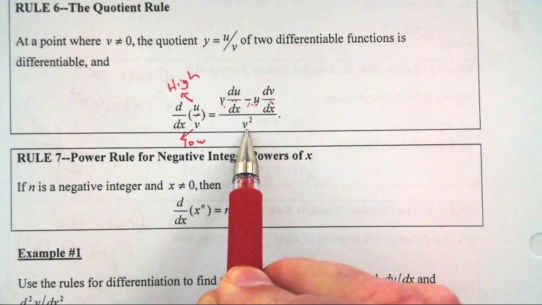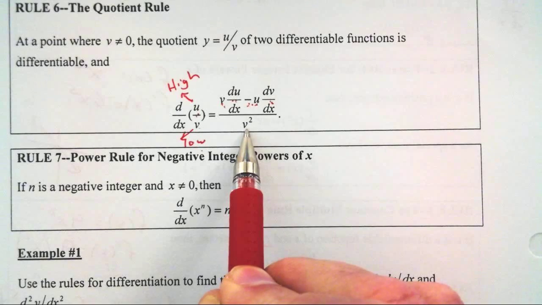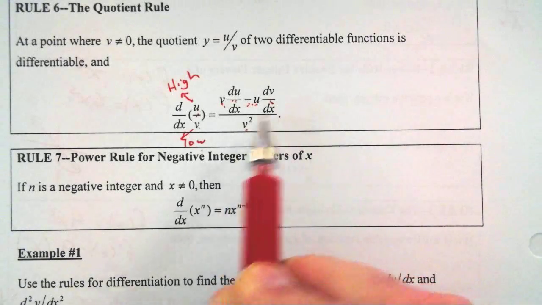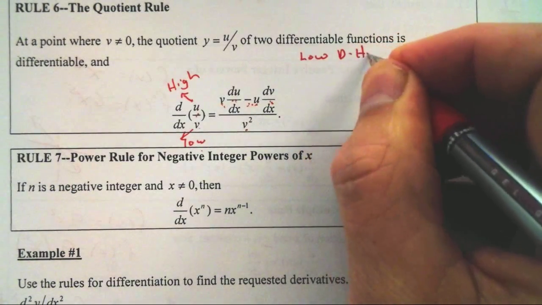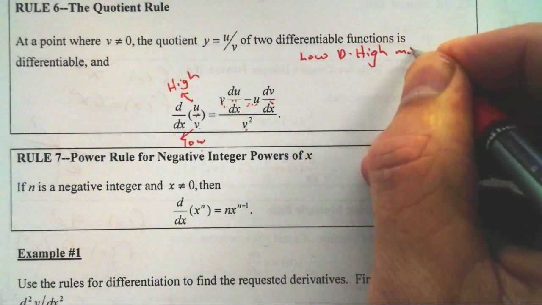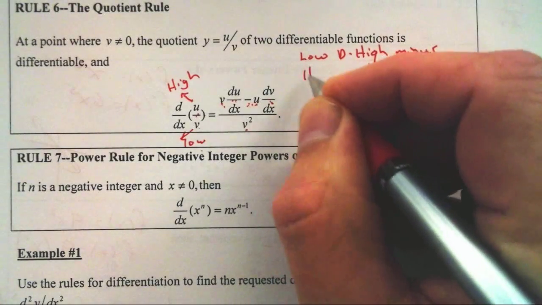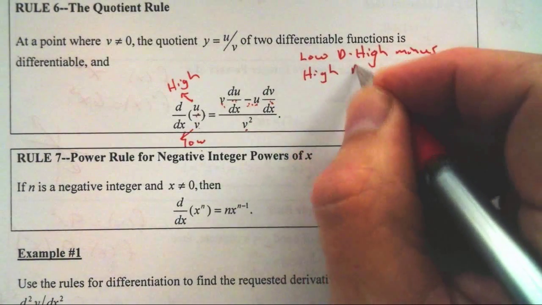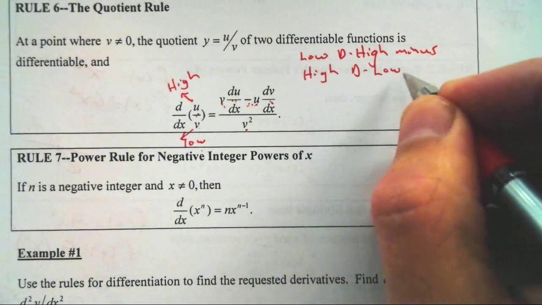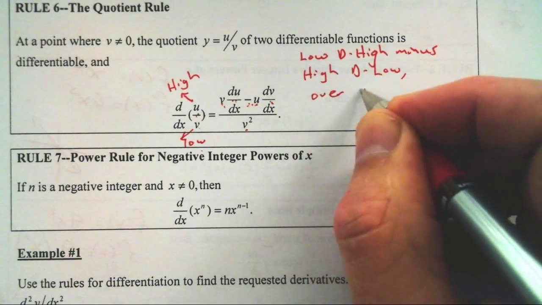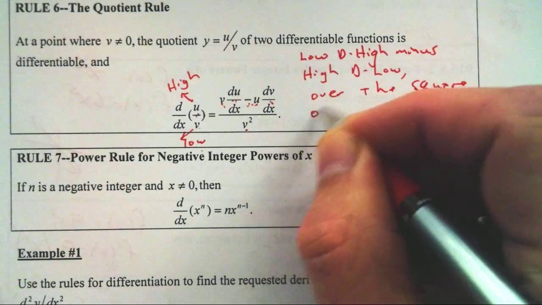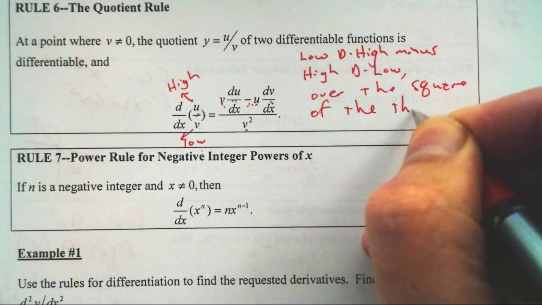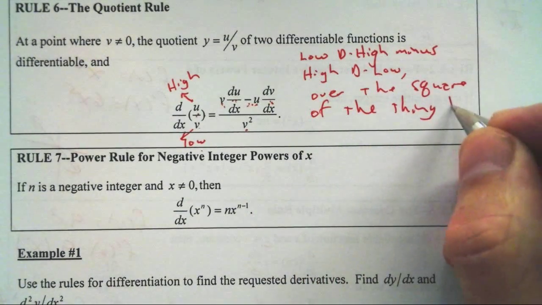You might want to write that down. Every time I do a quotient rule, I say it in my head. So low d high minus high d low over the square, not the square root of, over the square of the thing below.